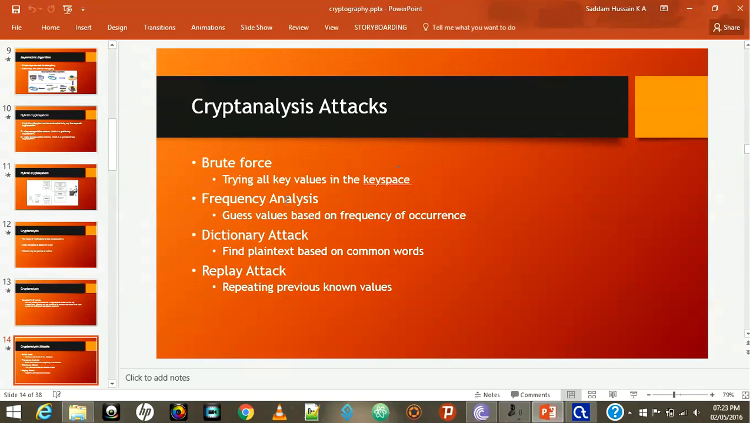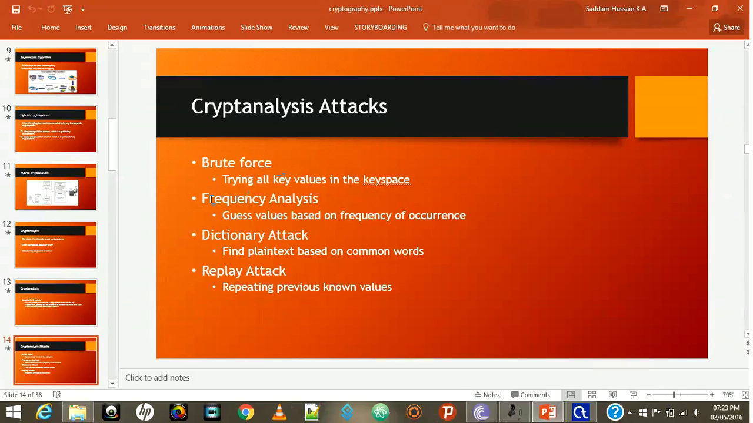There are several attacks. Now we'll see some of them. Brute force attack. What is a brute force attack? It is trying all the key values in the key space. Like the name says, we try all the key values continuously, A, B, C, D, and while trying all the keys, we get the plain text of the ciphertext. That is a brute force attack.